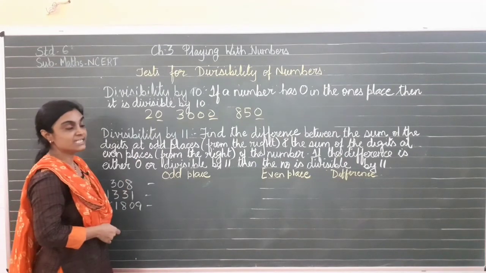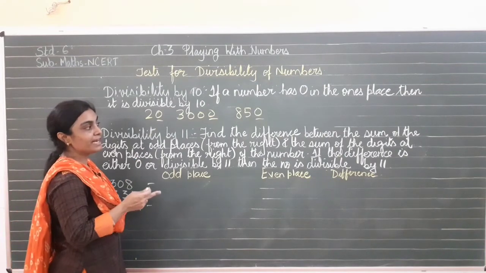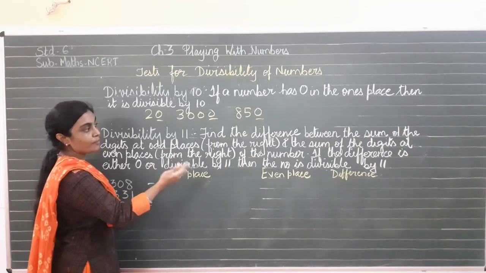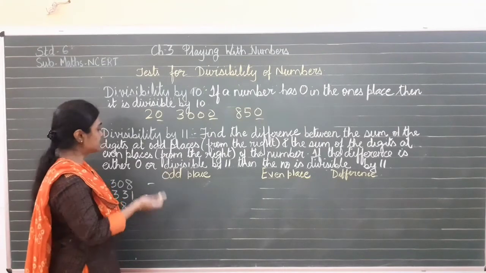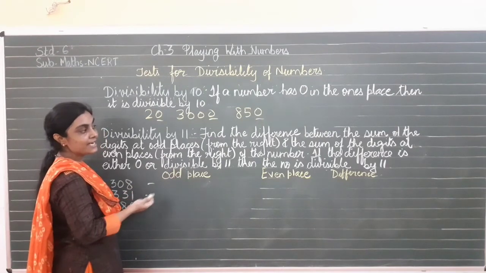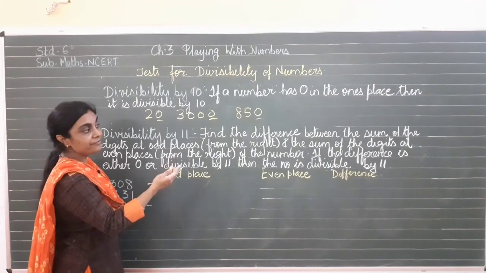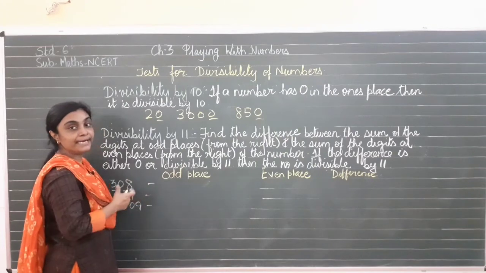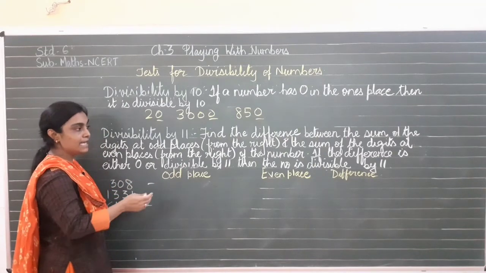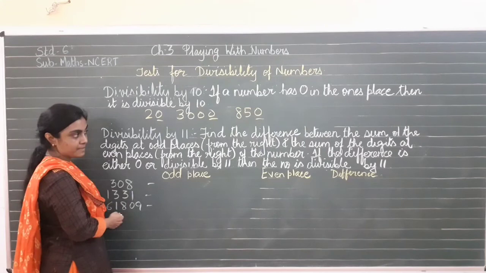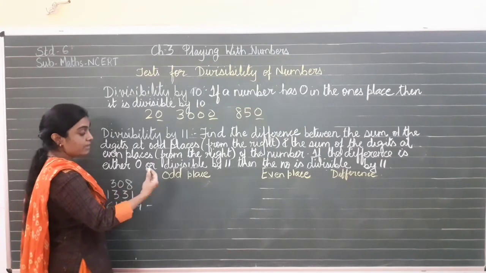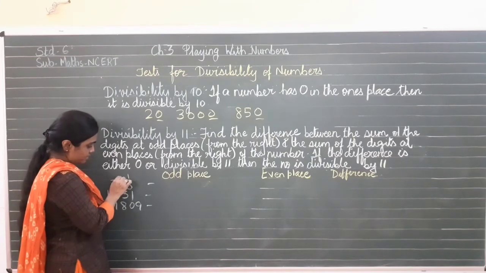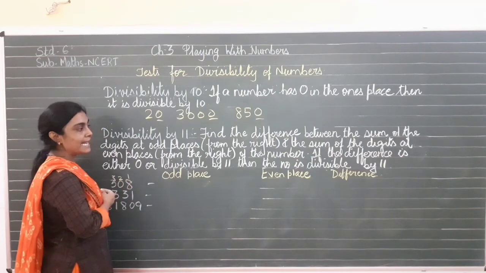Now the divisibility test for 11. First of all, you have to find the difference between the sum of the digits at odd places from your right hand side and the sum of the digits at even places from the right hand side of the number. After that, if the difference is either 0 or divisible by 11, then the complete number will be divisible by 11. So first we will see the numbers and write down the positions from the right hand side. 308. First we will write the numbers 1, 2, 3 from the right hand side.